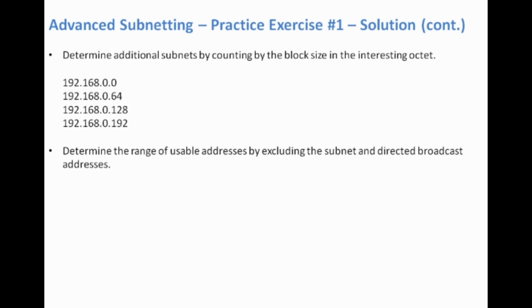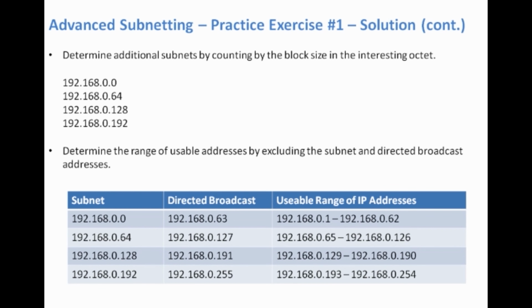And finally, we want to determine the usable range of addresses. The network addresses that we listed on screen, those are the subnets. We cannot use those. That's the address of the wire, it's called. And if we were to set the last 6 bits in these subnets to a 1, that would be the directed broadcast address for that subnet.